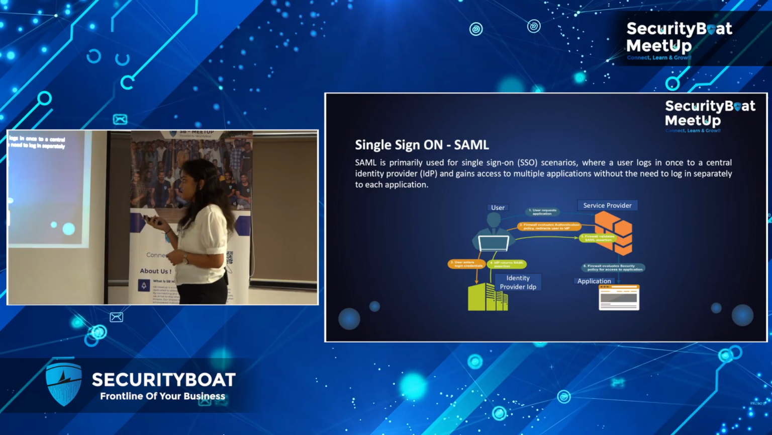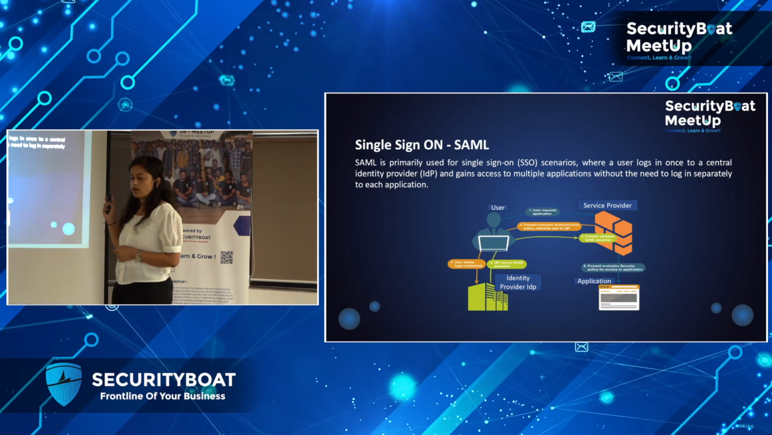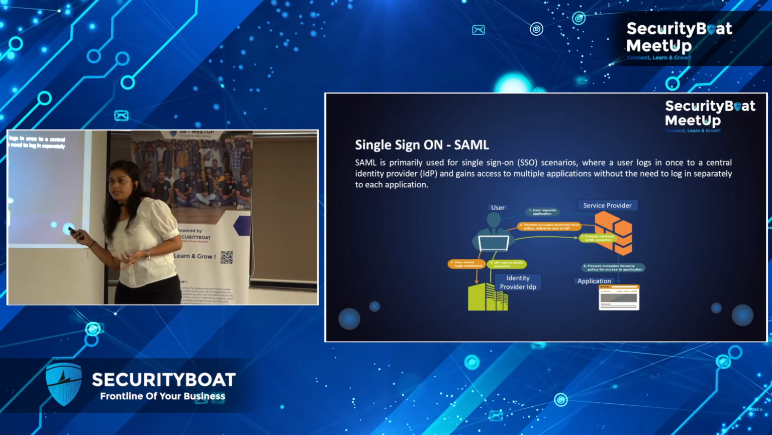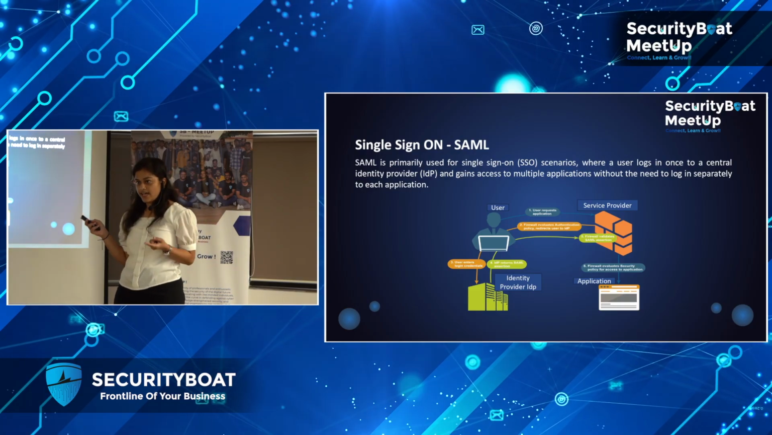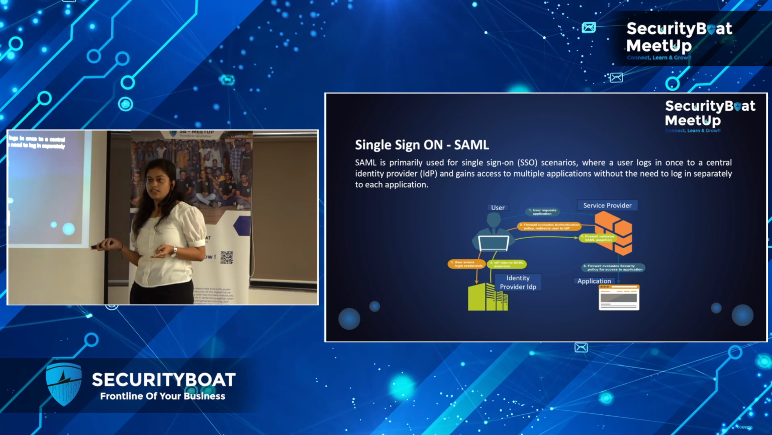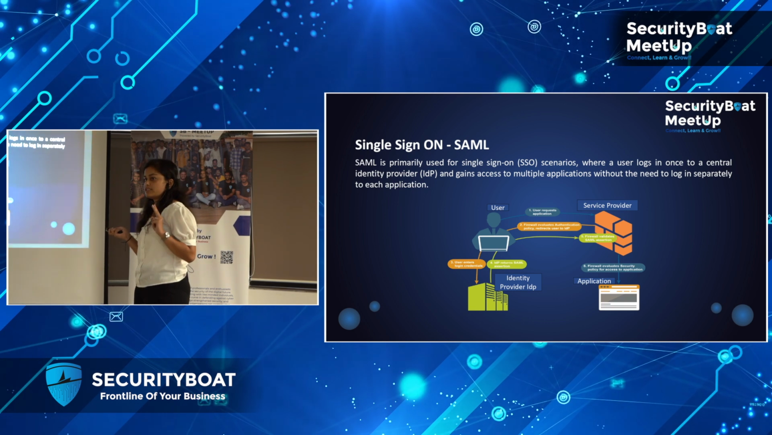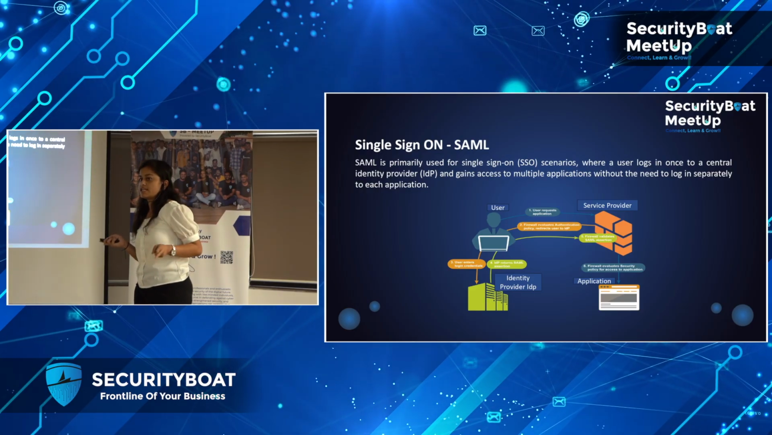As in this diagram, here is the user. The user is asking the service provider to authenticate. Then the service provider redirects it to the identity provider. The identity provider could be Active Directory or any other way of authentication. Then after verifying the credentials that we put in the identity provider, it goes back to the service provider, and we are able to access all the applications in one dashboard.